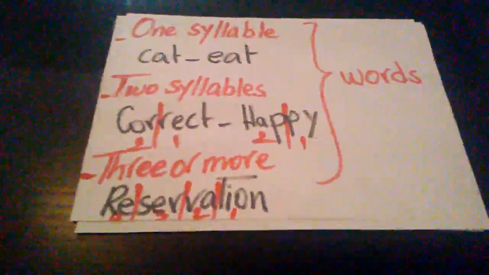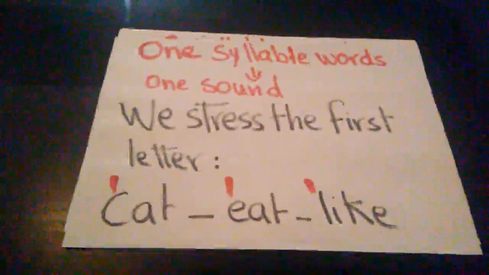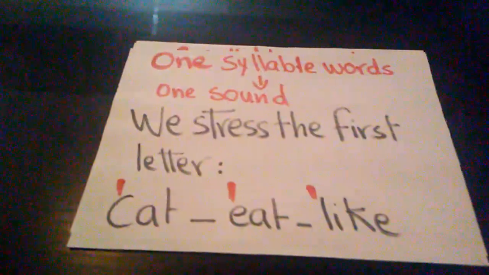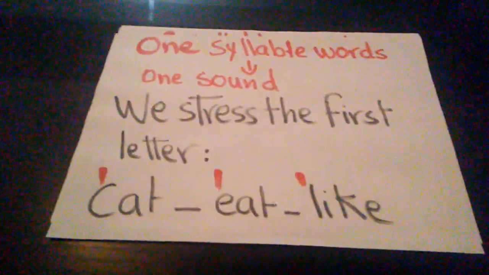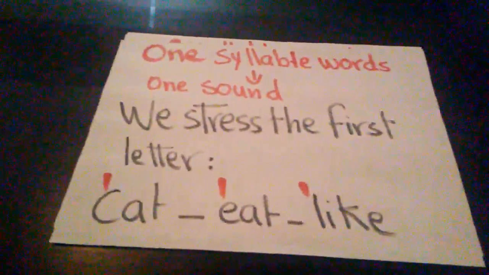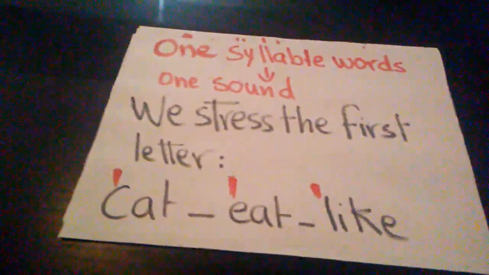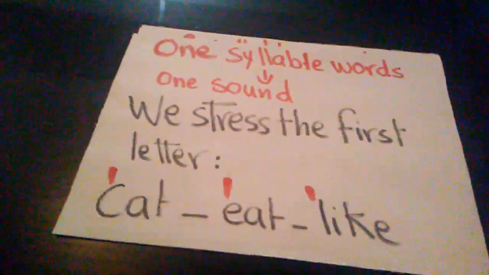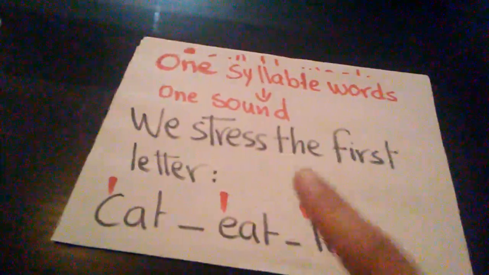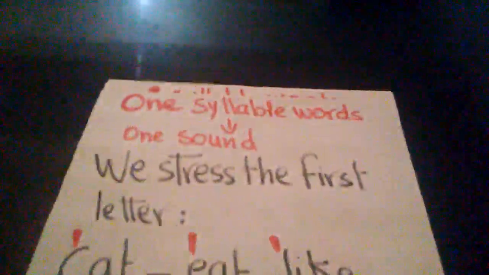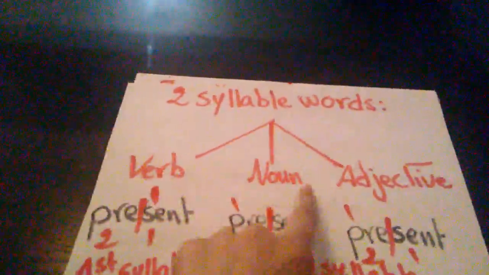Let's start with the easiest one, which is a one syllable word. When you have a one syllable word, which means one sound, we stress the first letter. Why? Normally we stress syllables. Here you have only one syllable. So which one to choose? You can't choose. You have only one syllable. So we stress the first letter. We say cat, eat, like.